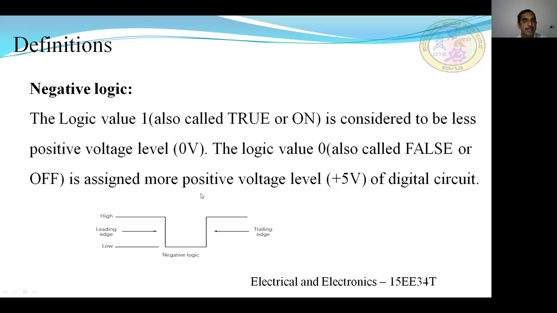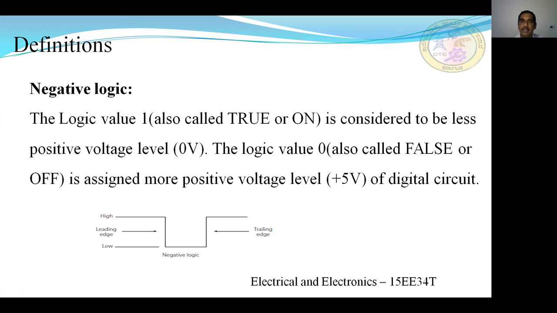Similarly, comes the next definition, negative logic. In the previous slide, we have seen the positive logic. Here it is negative logic, which is a mirror image of positive logic. The logic value 1, also called true or on, is considered to be the less positive voltage level. So now it is the reverse of positive logic. In the last slide we saw the logic value 1 refers to plus 5 volts, but here the logic value 1 refers to 0.